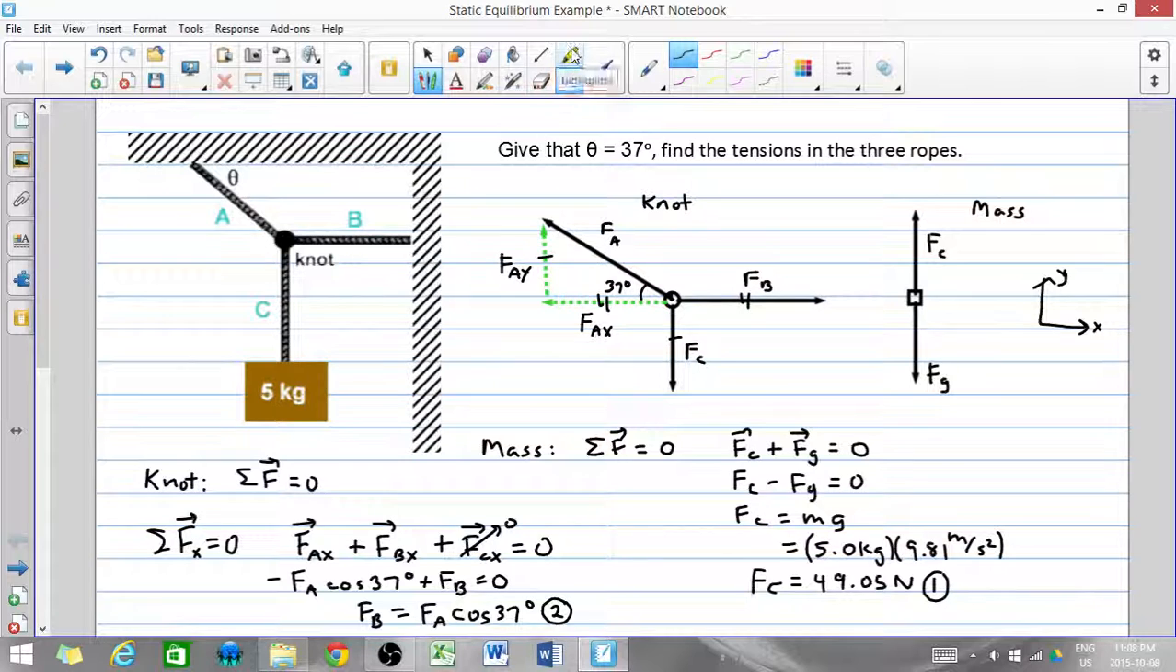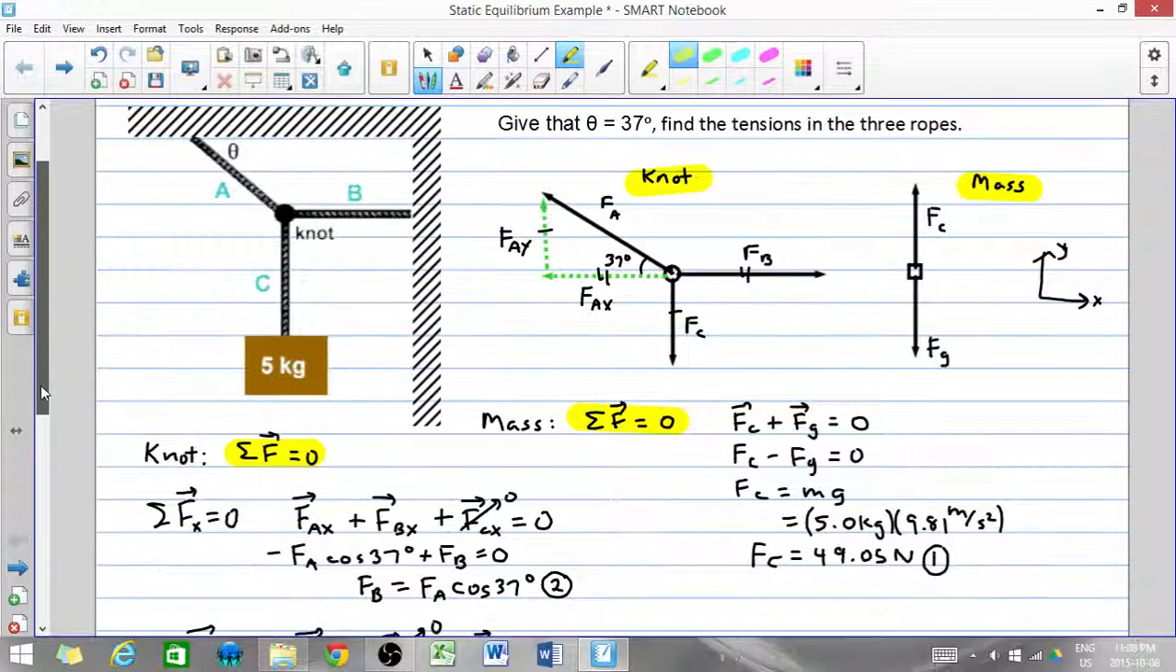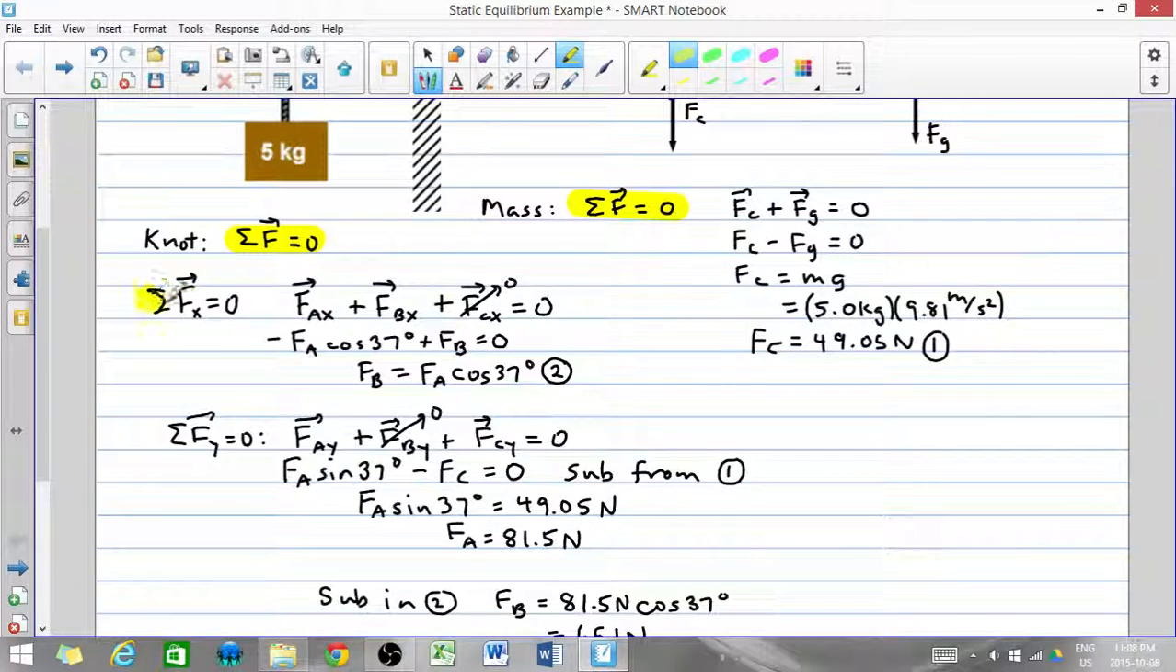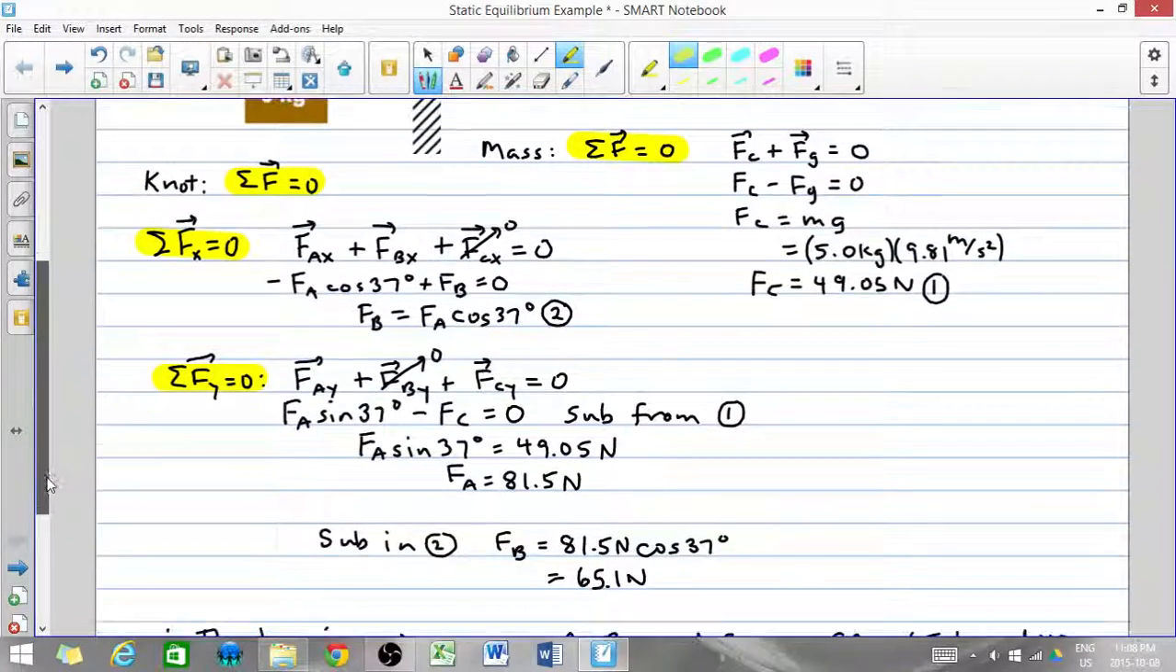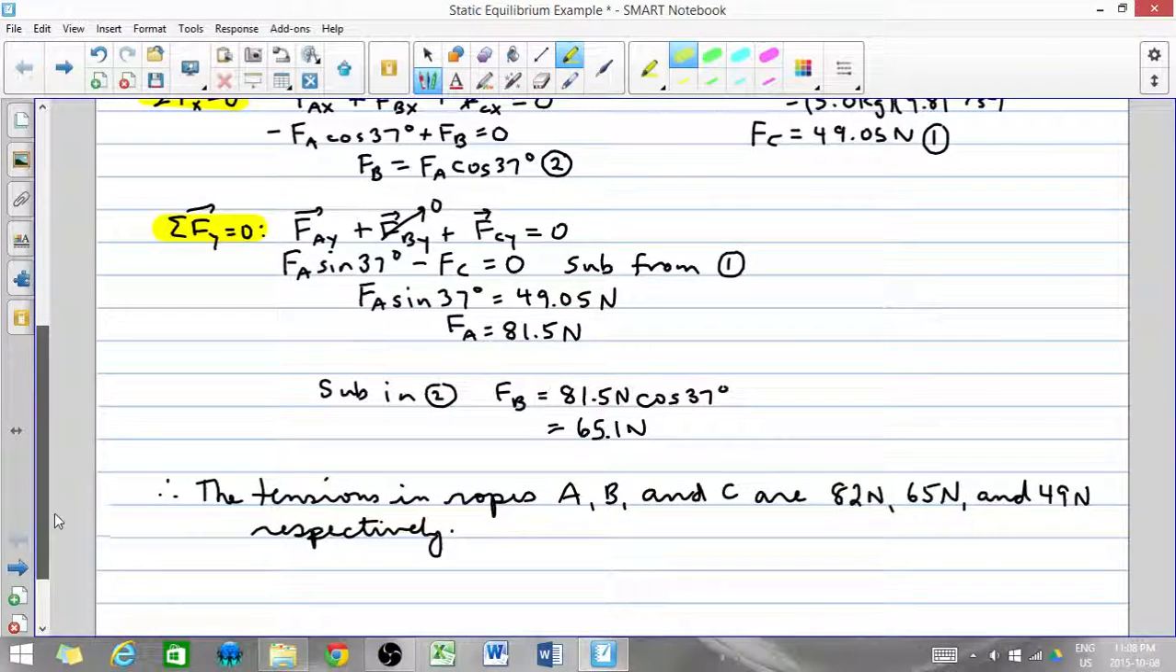Okay, so to recap, static equilibrium means the net forces are zero. You need to draw free body diagrams of the important points in your equilibrium situation, in this case, the knot and the mass. And then for each one, you set the net force equal to zero. If you're operating in 2 dimensions, and in the case of the knot, you will treat the x and y components separately. And you should have enough information to solve for everything that you need. Okay, have fun with these.